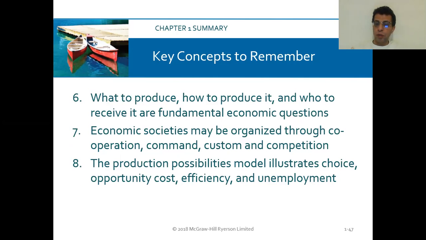To understand what to produce, how to produce it, and who receives it is our fundamental economics question. And we will be talking more about them in detail. Economic society may be organized through, we said, cooperation, command, custom, or competition, or mostly now, as we said, a mix of that. The production possibility model, we showed it. And that's it.